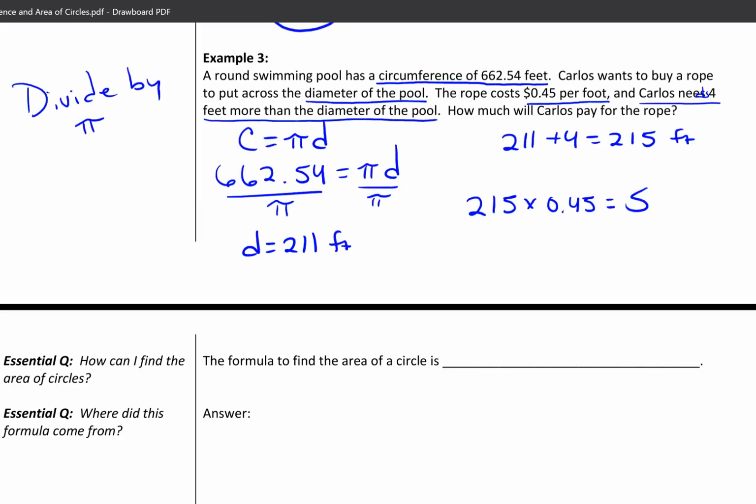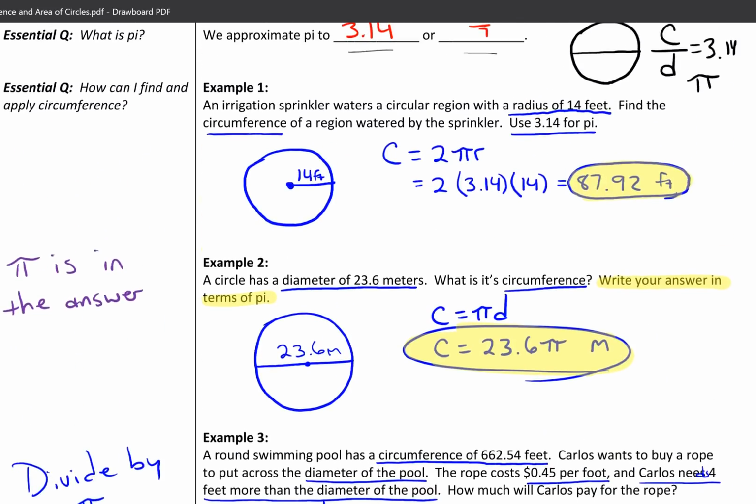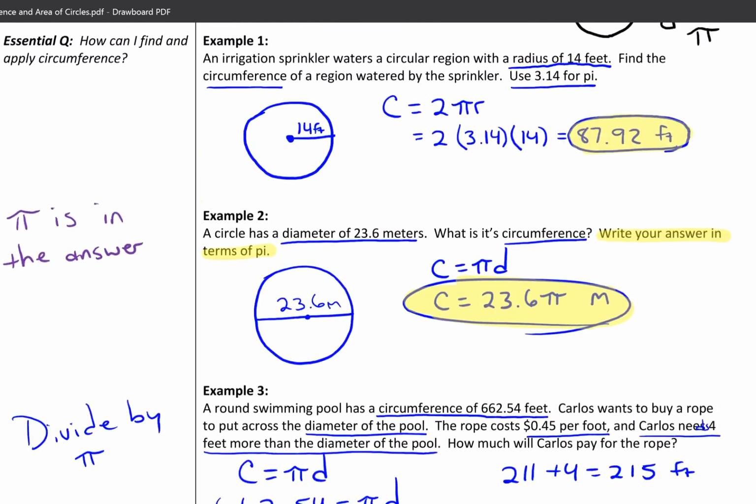And we get $96.75. Make sure you are putting your answers in money form. Please don't forget that. It's not just 96.75, it's $96.75. All right, pause here, maybe go back and look at some of the examples if you need to before we talk about area.